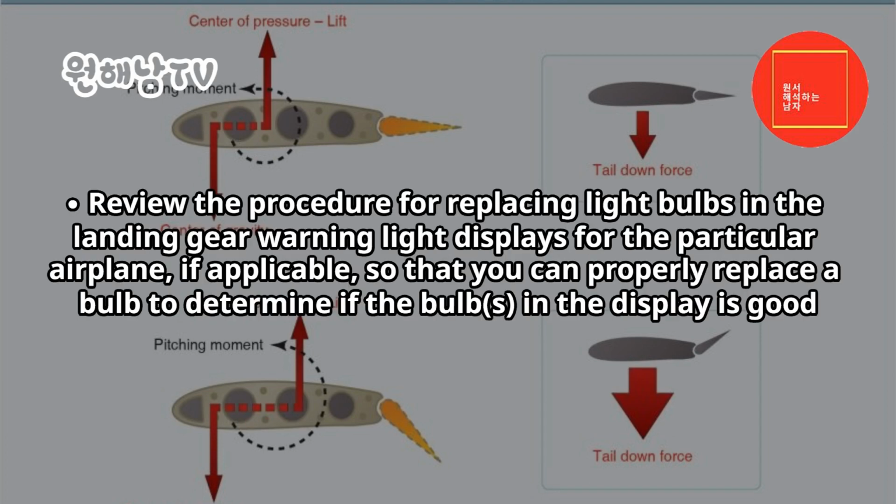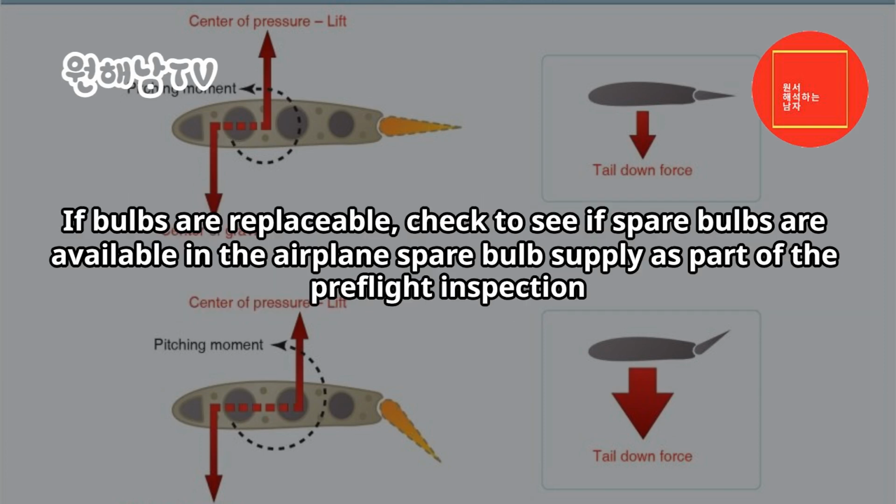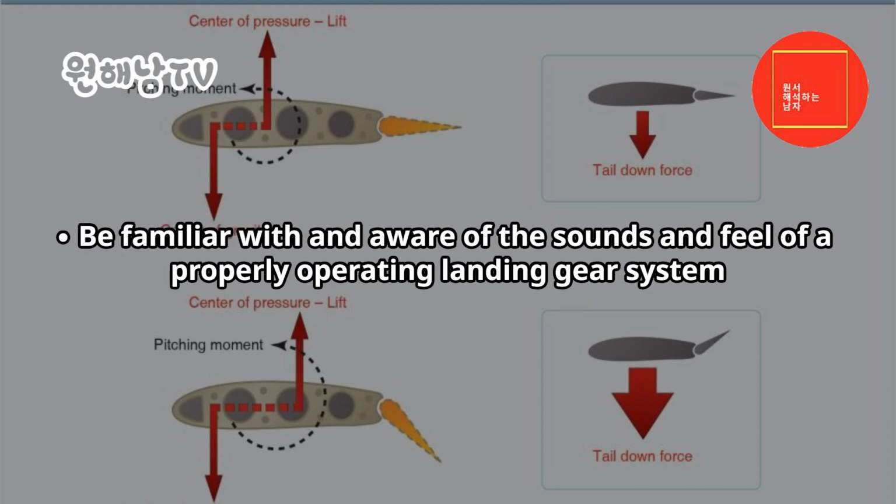Review the procedure for replacing light bulbs in the landing gear warning light displays for the particular airplane, if applicable, so that you can properly replace a bulb to determine if the bulb in the display is good. If bulbs are replaceable, check to see if spare bulbs are available in the airplane spare bulb supply as part of the pre-flight inspection. Be familiar with and aware of the sounds and feel of a properly operating landing gear system.